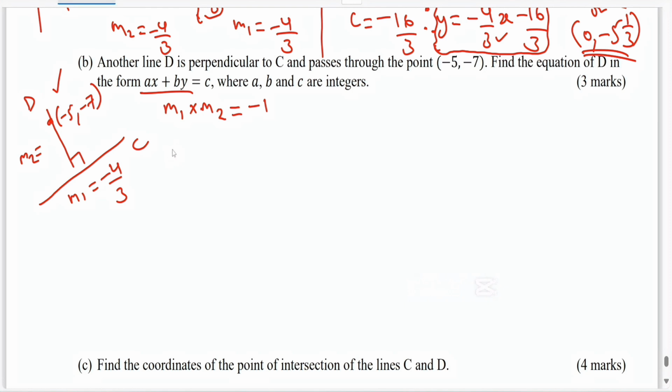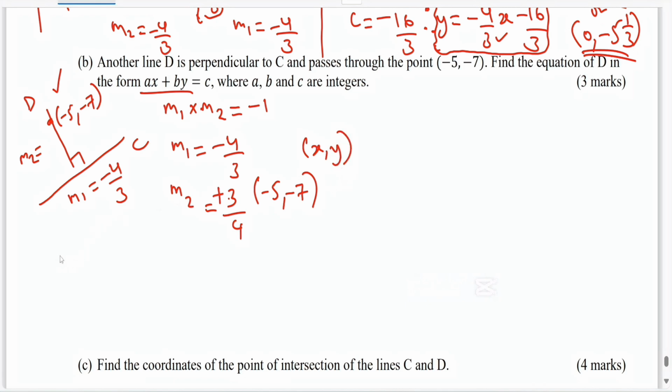Let m1 be -4/3, therefore m2 is the reciprocal of -4/3, which is 3/4, and the sign changes to positive. So now you have a gradient and you have your point -5, -7. We'll use another method of finding the equation. The gradient 3/4 is equal to the change in y over the change in x.